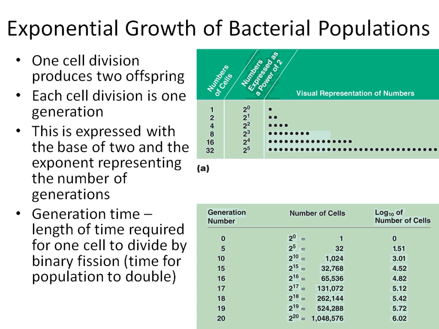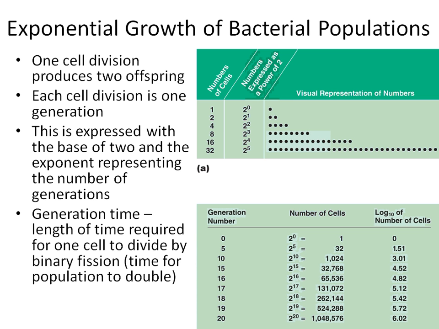So let's make sure you remember. The base number 2 tells us that one cell always becomes 2 cells. What is the exponent always going to be? Generation number. And then if you work that out, you get the answer of how many cells you have. Does that make sense? Okay.